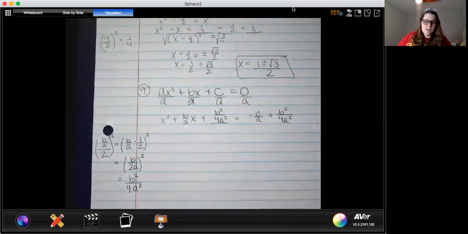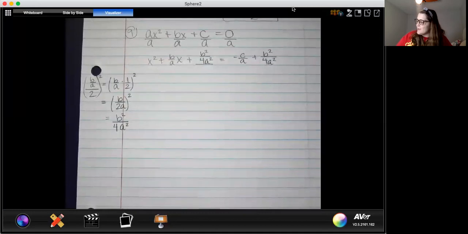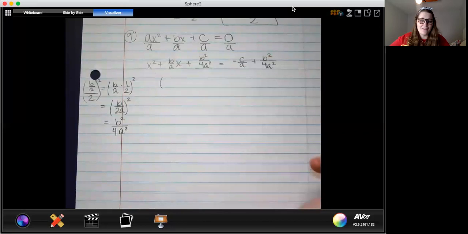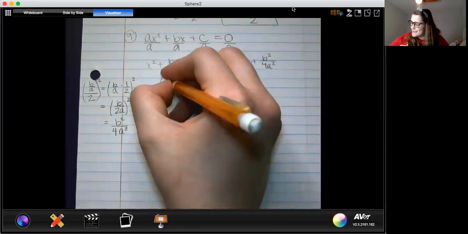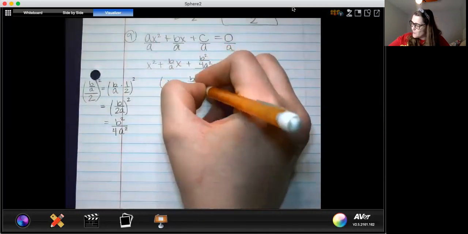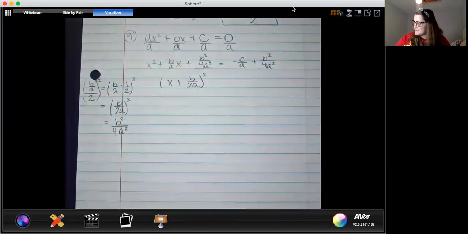Okay, are you intimidated yet? Don't be. We're going to get there. We're working it out together. Okay, now we're going to factor. This is the best part of when you have that pattern in mind. We already know it's going to be x plus b divided by 2a, quantity squared. Remember, it's always going to be what b divided by a is, halved.